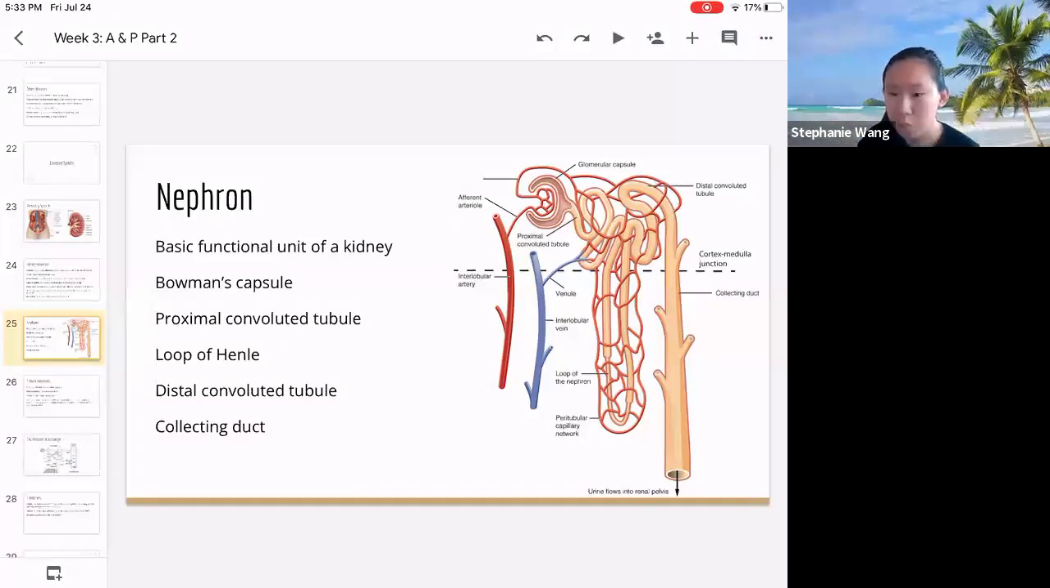Isha's asking, why are there no cell bodies or organelles? Well, the nephron is not a cell. The nephron is a functional unit of the kidney. It's made up of various different cells, and it's just not zoomed in enough for you to see.